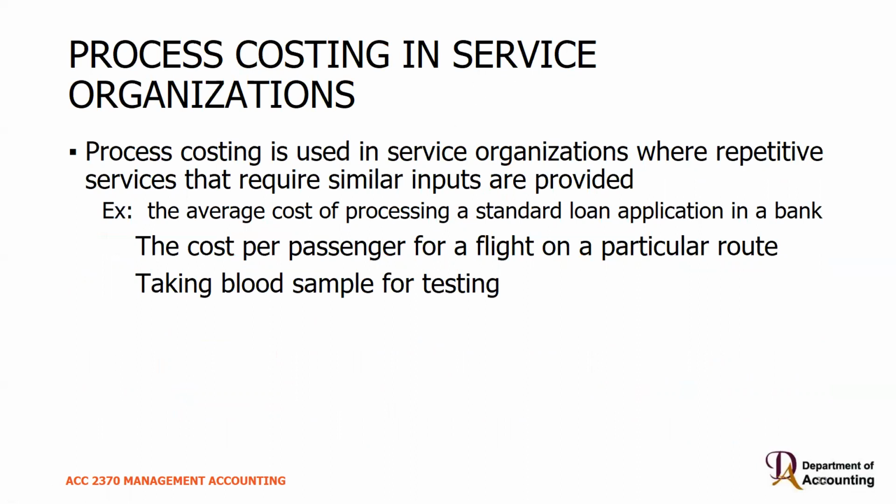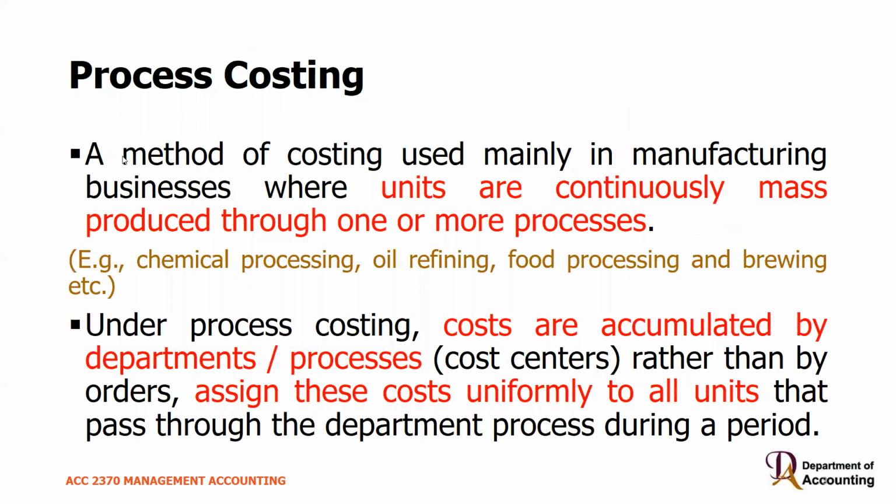Before moving to service organizations, I want you to remember the common definition we gave you for process costing. What are the important things to remember? It's a method of costing used mainly in manufacturing businesses where units are continuously mass produced through one or more processes, and these units are identical. I hope you can remember, right? So continuous production and mass production, those are the common characteristics of process costing.